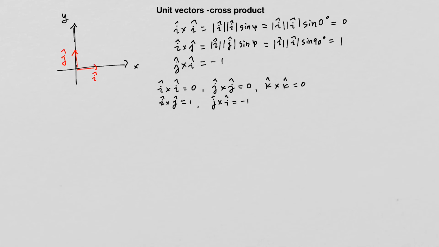Then I can also show that j hat cross k hat is equal to 1, and k hat cross j hat is equal to minus 1. And finally, k hat cross i hat is equal to j hat, and i hat cross k hat is equal to minus j hat. And so this is the set of rules that the unit vectors obey when multiplied in a cross product.